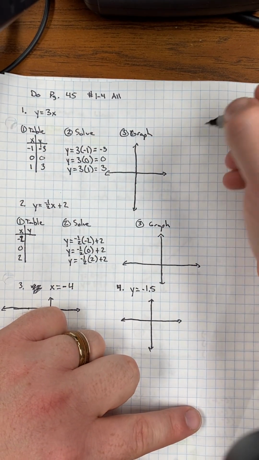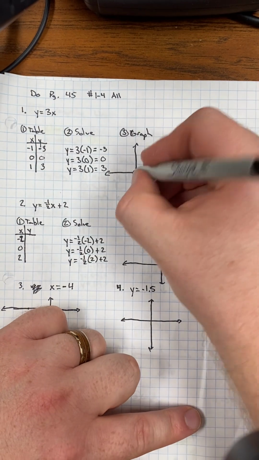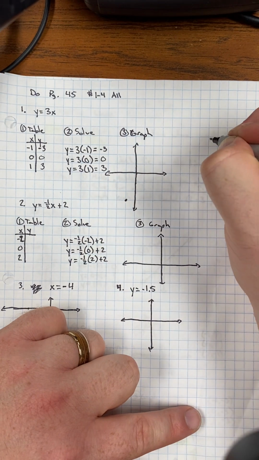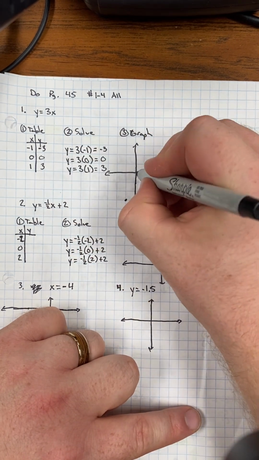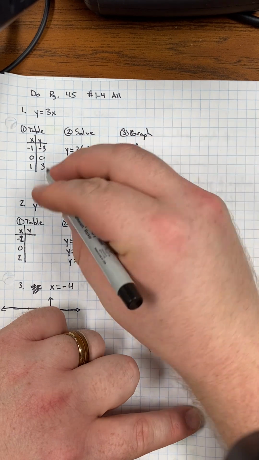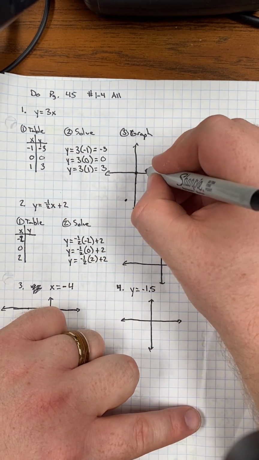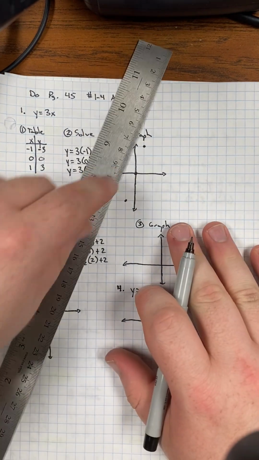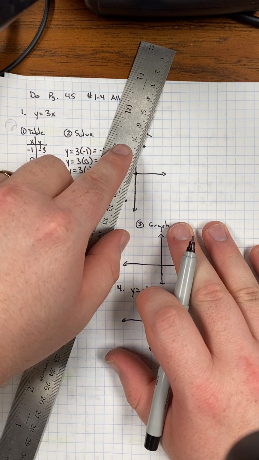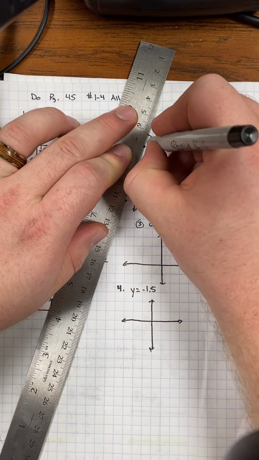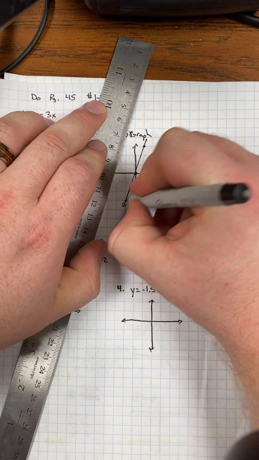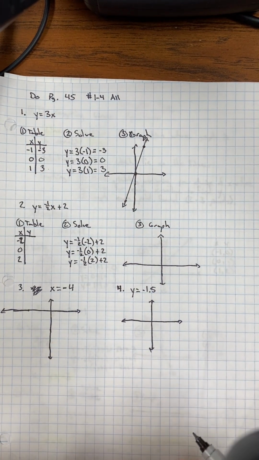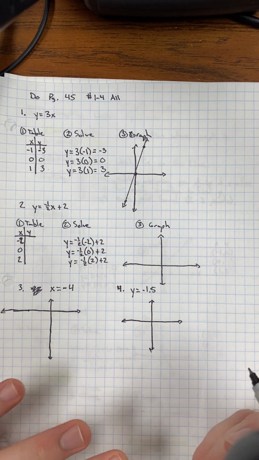And let's go ahead and graph those. -1, -3, 0, 0, and 1, 3. Okay, make sure your spacing is all good. Make sure that when you put down your ruler that you're graphing it correctly. That creates a straight line, and then you should be done with that one. Okay, that one's pretty straightforward. Let's go and move on to number 2.